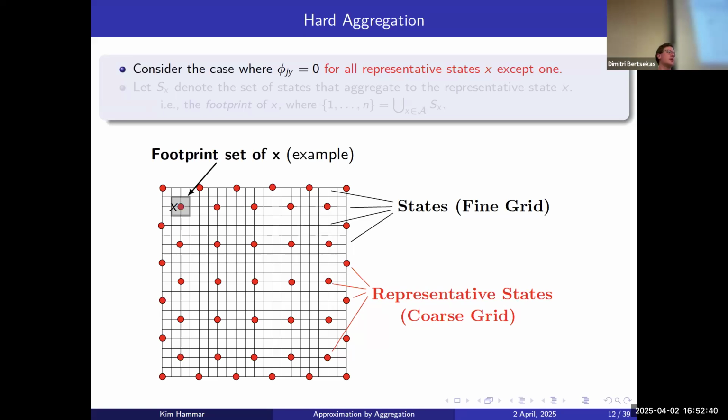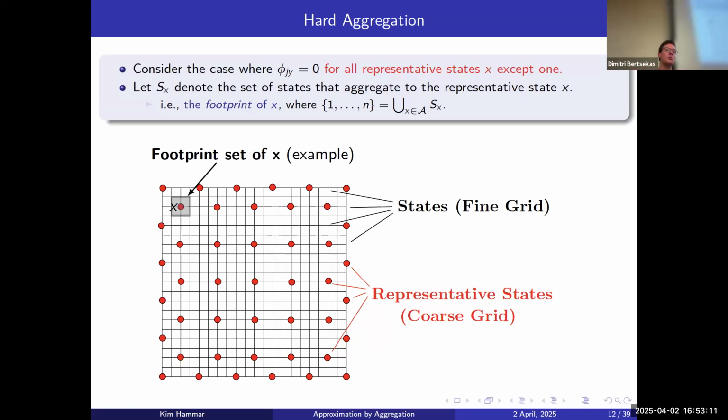So in other words, for each original state, that's basically going to aggregate or be associated with a unique representative state. So basically a hard aggregation means that the probability of going to one representative state will be 1 and 0 for all the others. And this now means that we can partition the original state space by grouping together states that aggregate to the same representative state X.